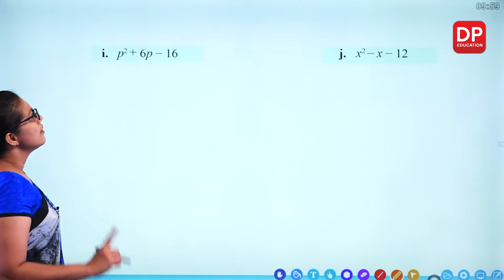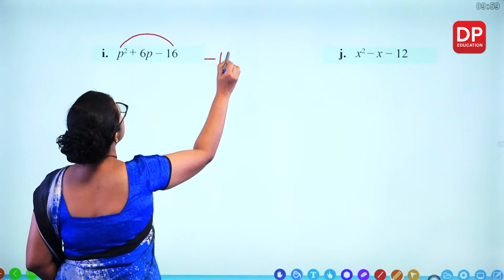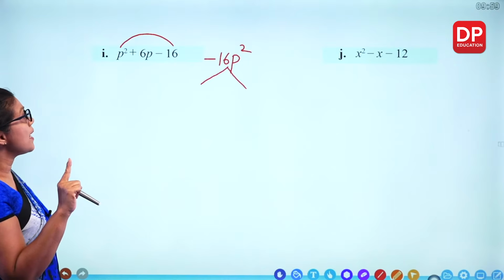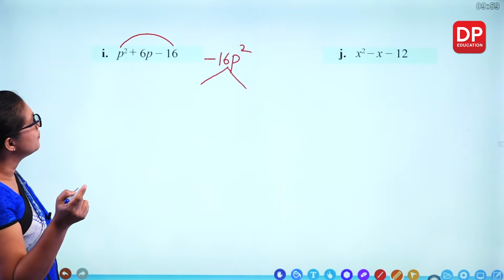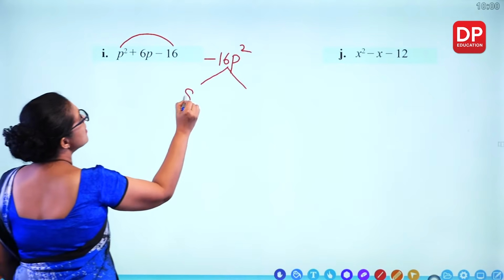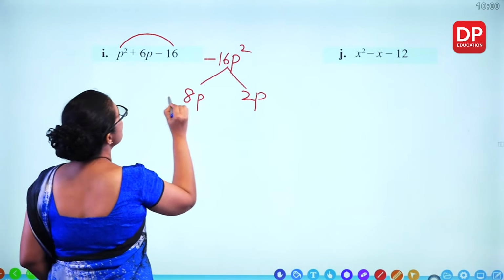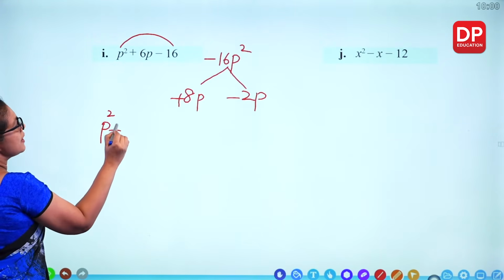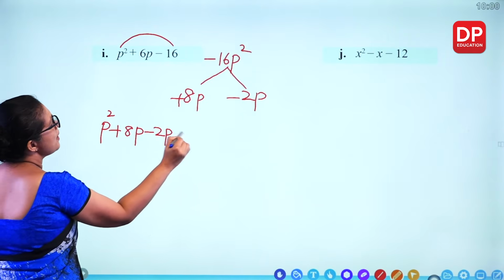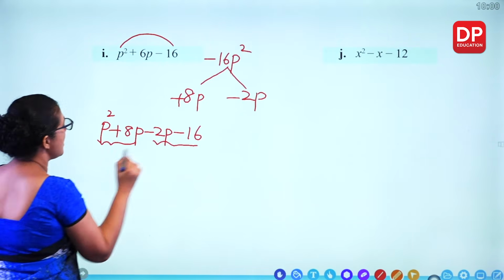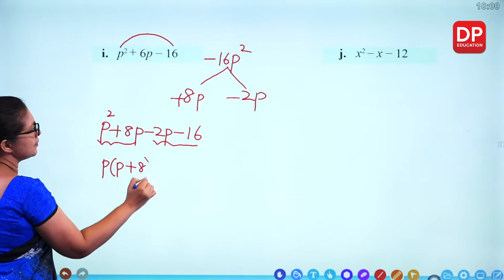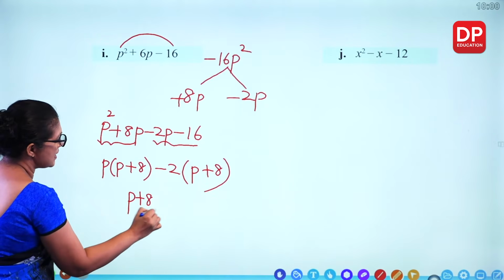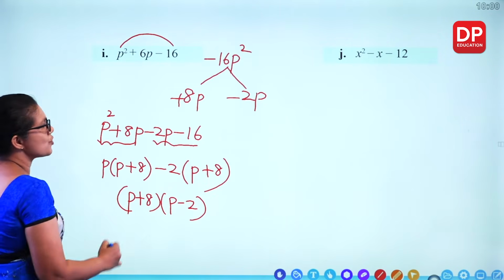This one, last term is negative. When you multiply, you get 16p squared. What are the factors? Middle term is plus, means the larger factor is positive. 16 is 8 and 2. Larger factor is positive, that means positive 8 and negative 2p. Split the middle term, 8p minus 2p minus 16. Take 2 at a time and factorize. You get p plus 8 and p minus 2.